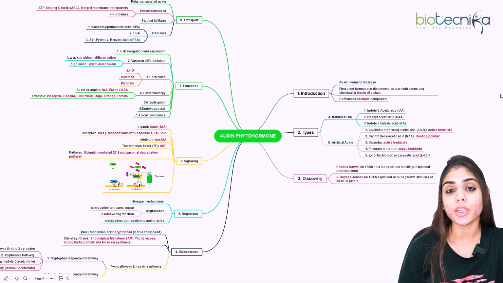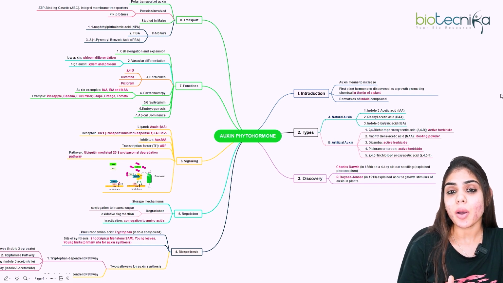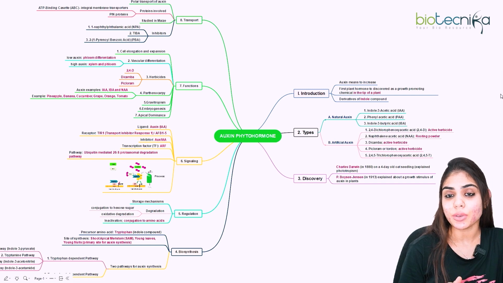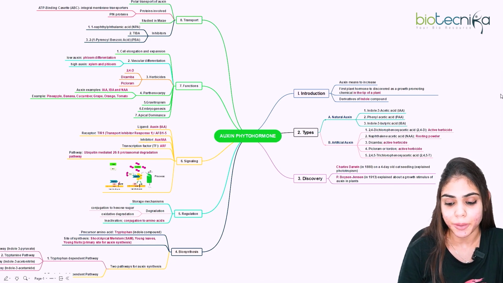Under this topic, you should be very clear about the biosynthetic mechanisms, the signaling pathway of this phytohormone, the functional profile, discovery, as well as the transport mechanisms and the related inhibitors. From this topic, you can expect questions in every competitive exam like CSIR NET, DBT, GATE, ICMR and others. So let's dive into the session and understand the concept of auxin phytohormone and all the important points related to it.